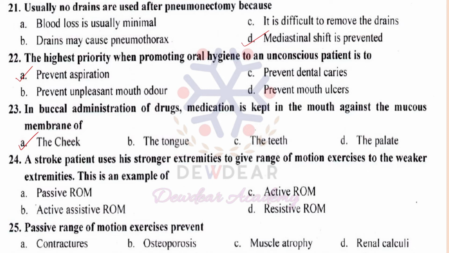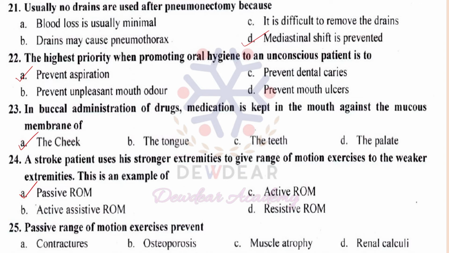The stroke patient uses his stronger extremities to give range of motion exercise to the weaker extremities. So what type of range of motion is this an example of? This is an example of passive range of motion.